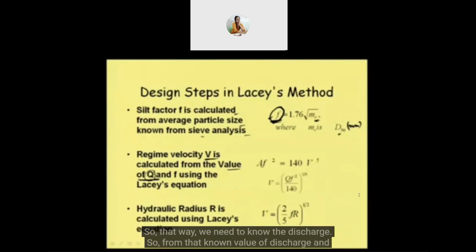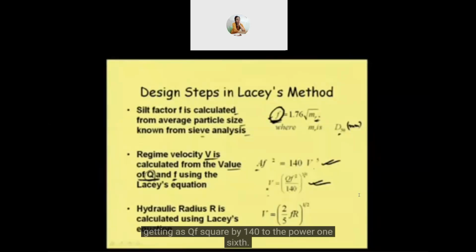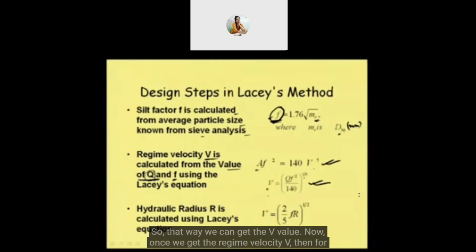So from that known value of discharge, and the known value of F, using these two values, we can find out the regime velocity by using this formula. In fact, when we were discussing in the last class, we talked about this particular formula which was given by Lacey, and from this formula itself we can get this relation, because if we multiply this by V, as I did in the last class also, A into V becomes Q, and this becomes V to the power 6. That way V we are getting as (Q F squared by 140) to the power 1/6. So that way we can get the V value.